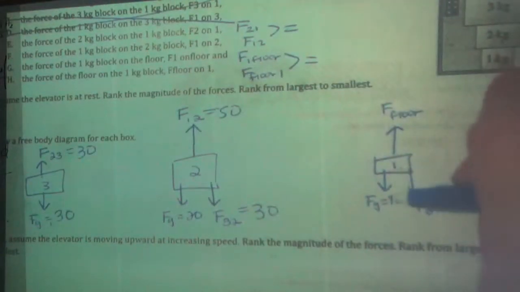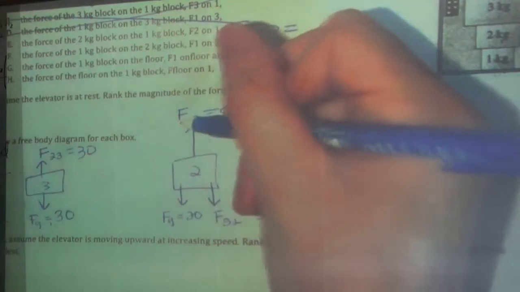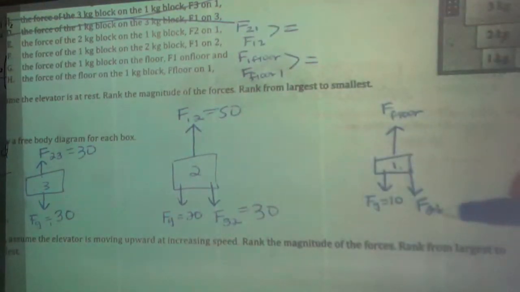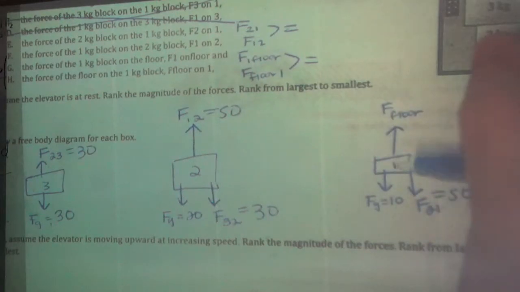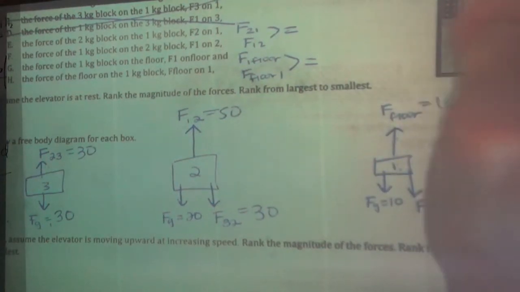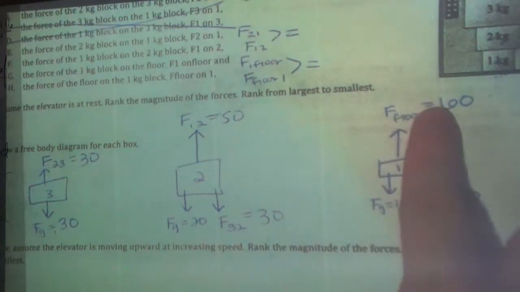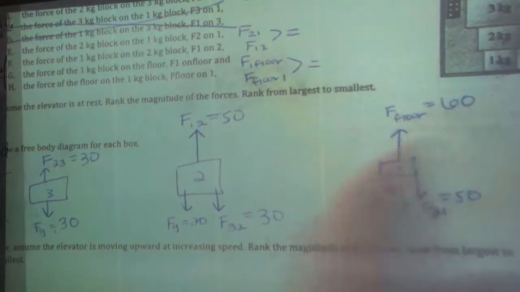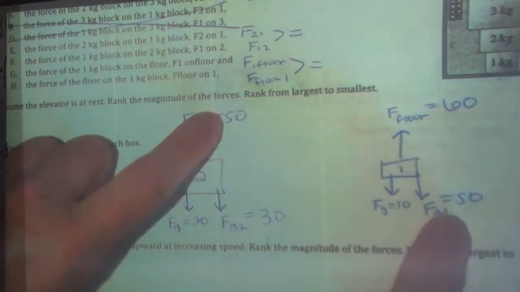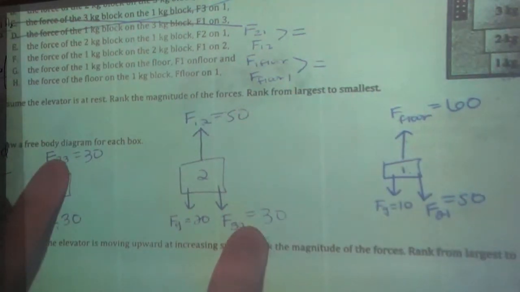Here we've of course got the weight, or sorry, I forgot to say 1 on 2 is equal to 2 on 1, so this would also be 50. And then when you add these 2 together, that's balanced with the upward force, which is 60 newtons. So now it's really easy to rank them because the force of the floor on the first box is 60. Between the 2 and the 1 is 50. Between the 2 and the 3 is 30.